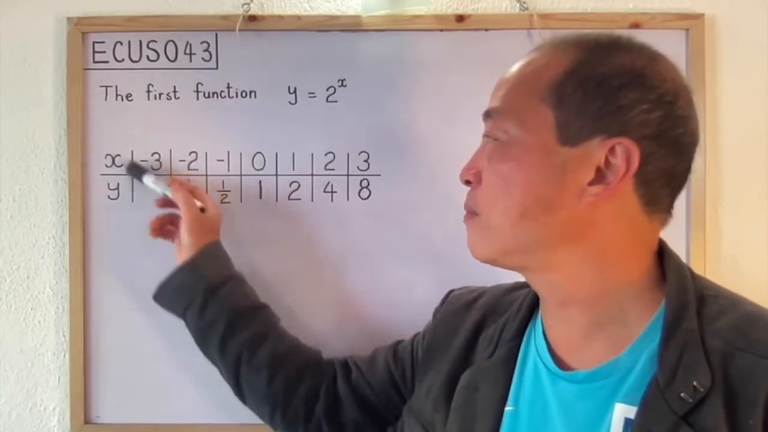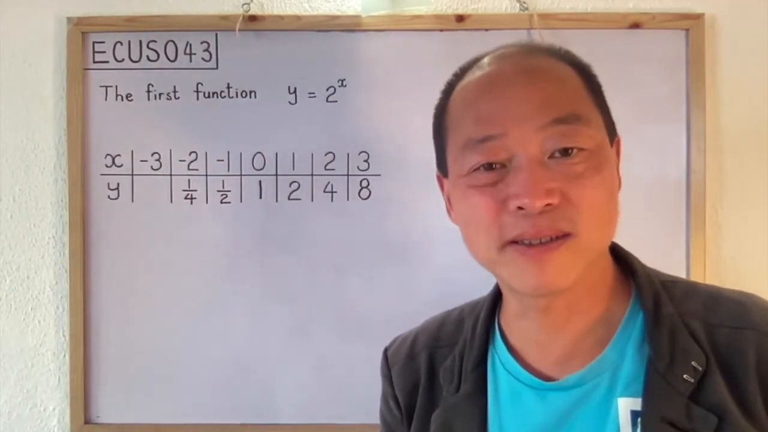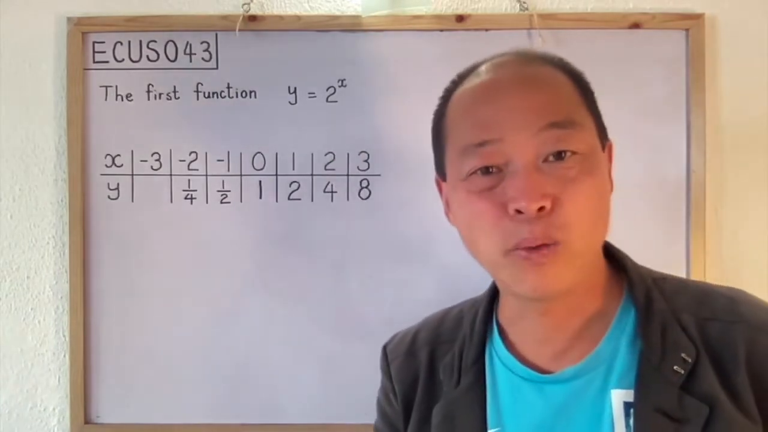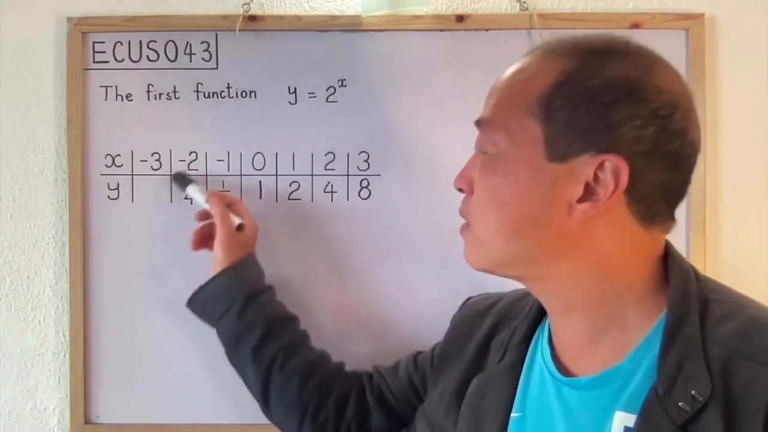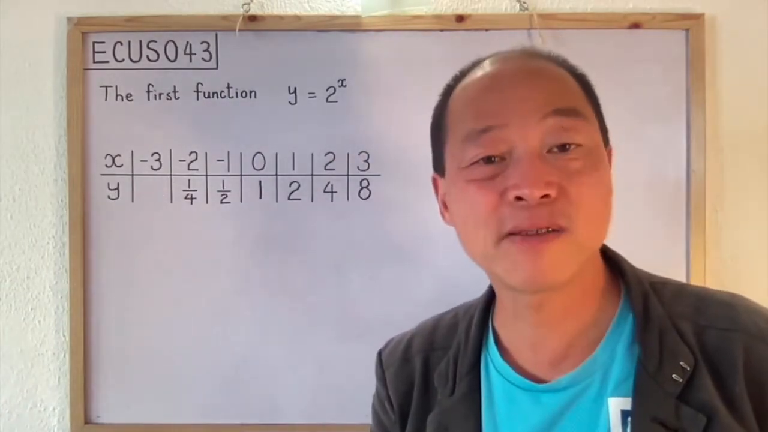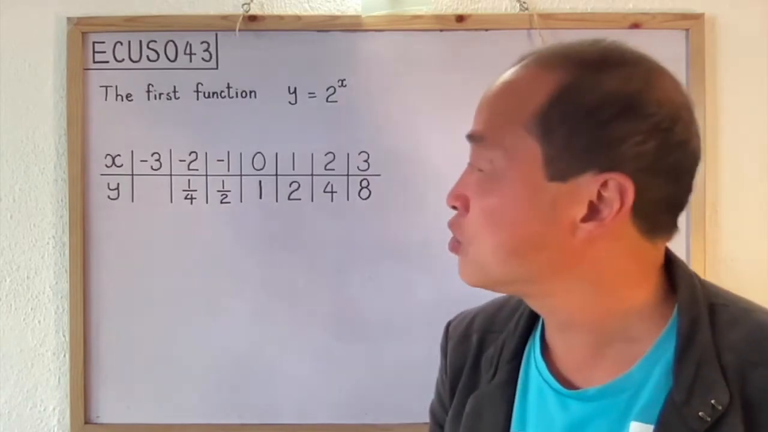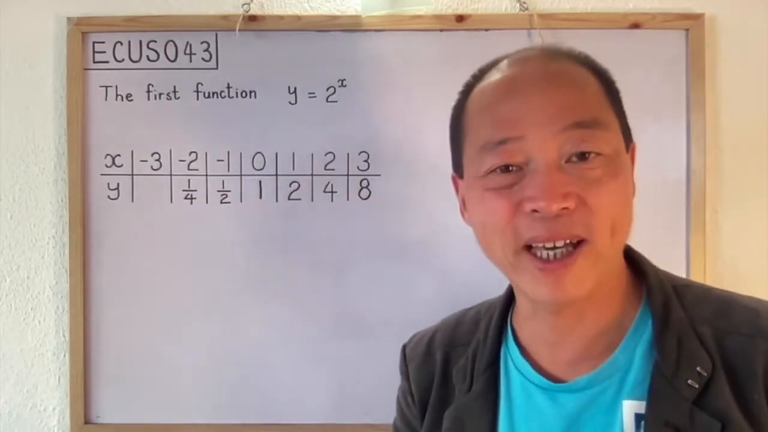When x equals minus 3, we need to work out 2 to the power minus 3. With similar argument, we divide 1 over 4 by 2. The result is 1 over 8. 2 to the power minus 3 is 1 over 8.